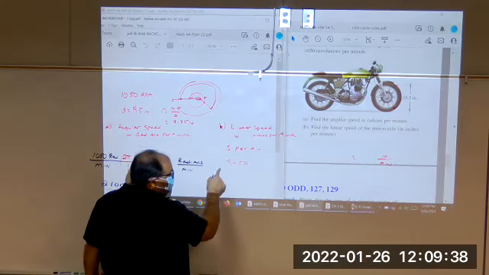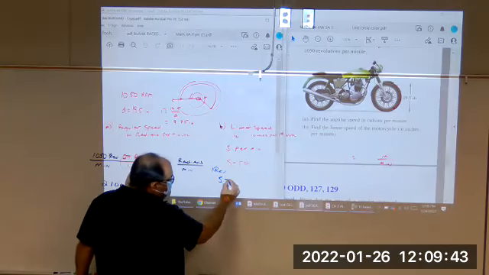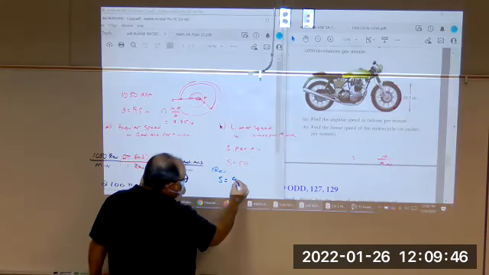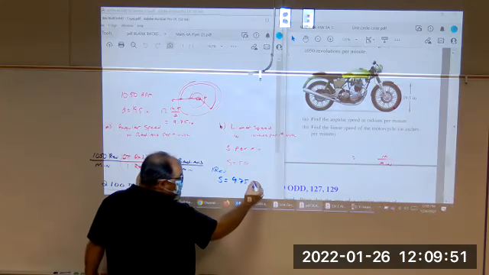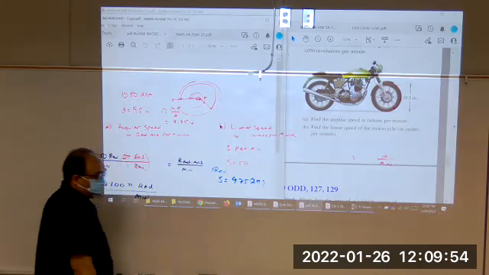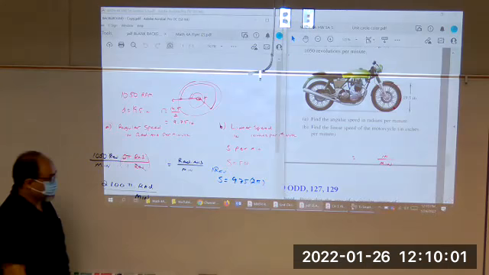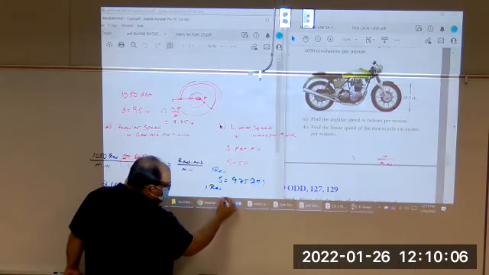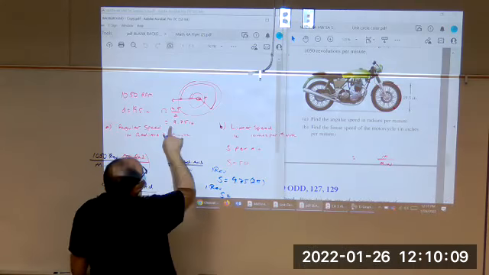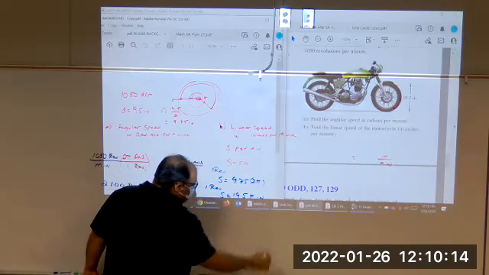Okay. One revolution, the arc length is going to equal 9.75. And theta for one revolution would be 2 pi. One revolution would be 2 pi in radians. So in one revolution, you're going to get an arc length of 19.5 pi inches.